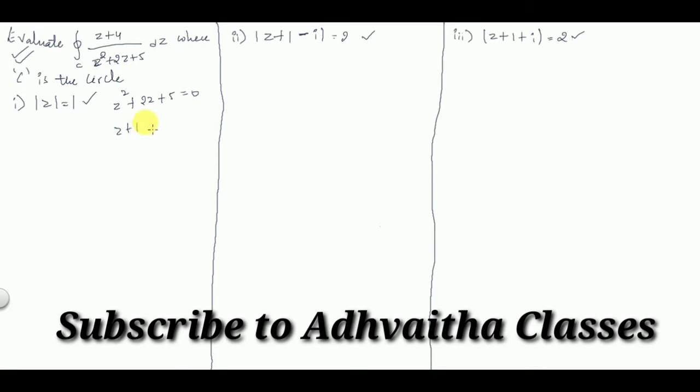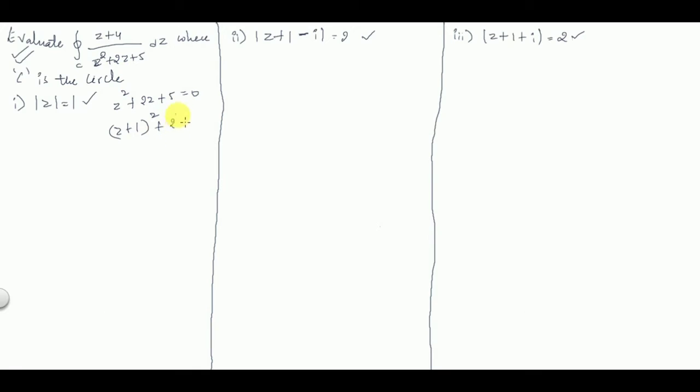So this will be of the form (z+1)² + 2² = 0. (z+1)² is z² + 2z + 1, plus 4 we can write. So this is (z+1)² and this will be 2². That is what I have written here. So (z+1)² = -2², so z + 1 = ±2i, so z = -1 ± 2i.